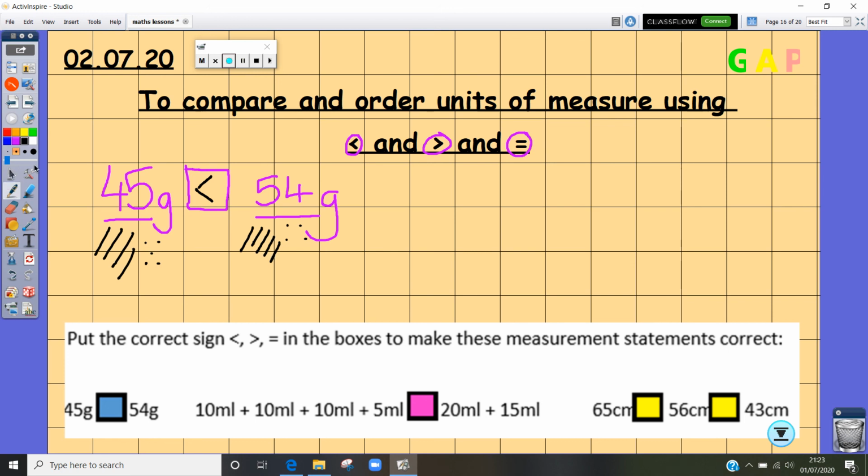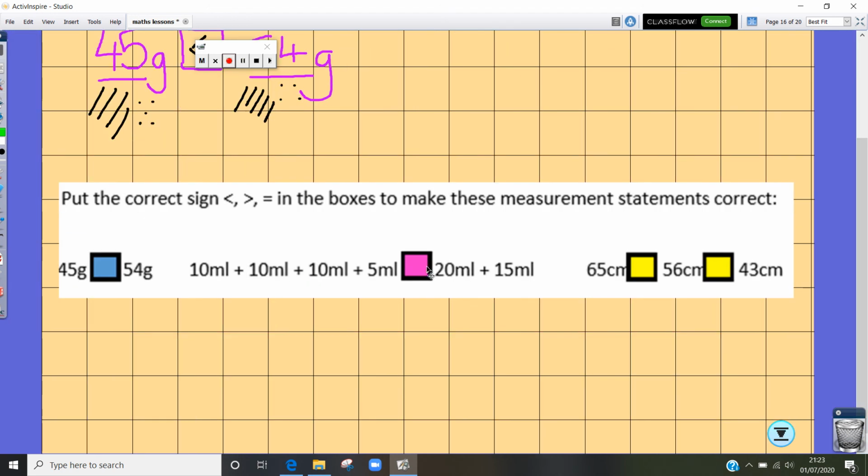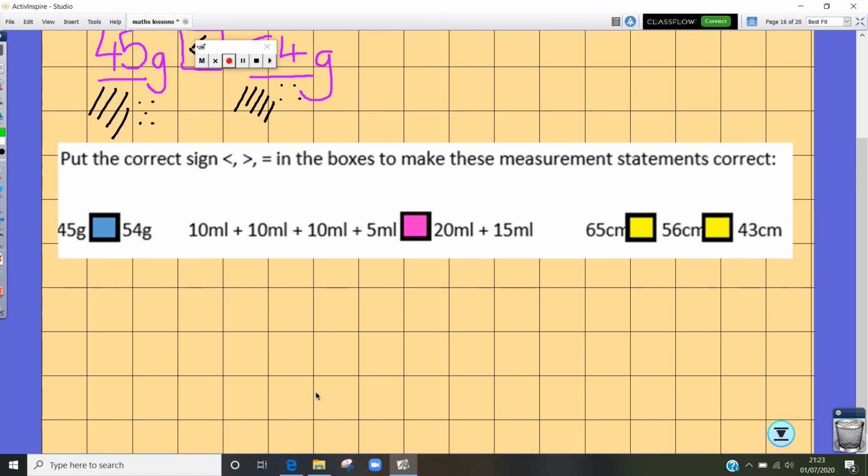Okay, so we're going to have a look at the next question. I'm just going to extend the board down a little bit. Okay, so we're going to work on the pink question this time. Now you can see that the pink question has lots of calculations. So we have got 10, add 10, add 10, add 5, something, one of those symbols, 20, add 15. So before we even think about the symbol, we need to work out what is on this side and what is on the other side.